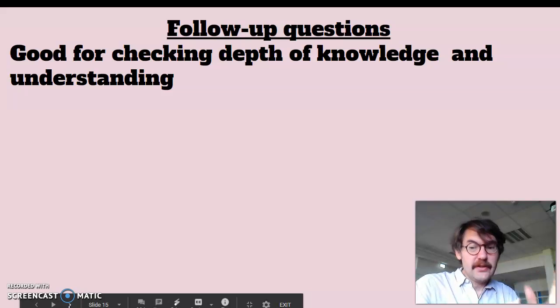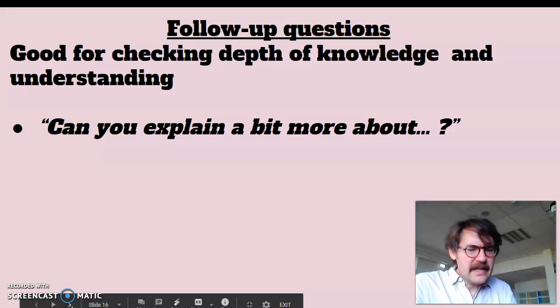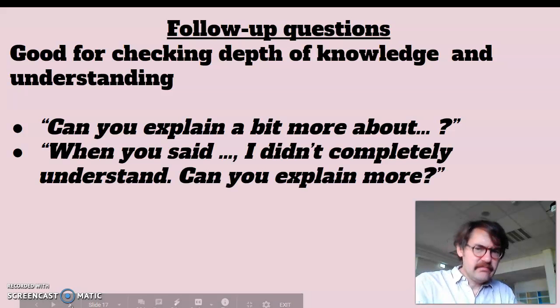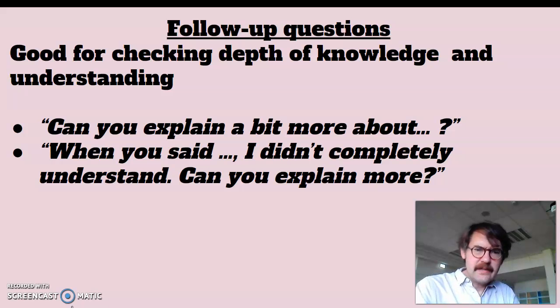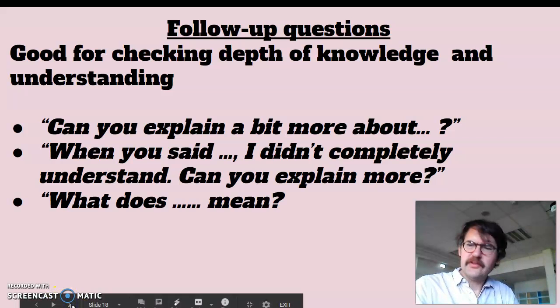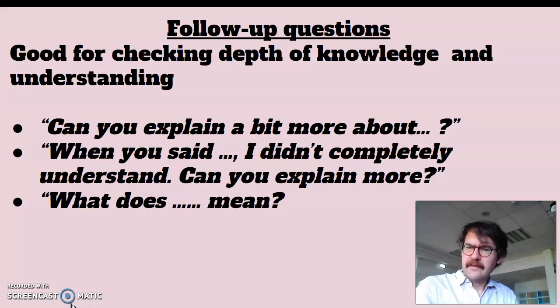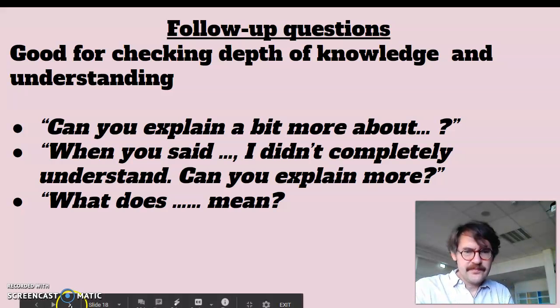Also, even if you've understood it, can you be a bit sneaky? Can you do me a favor? Can you actually ask questions just to test them out? Thank you. So things like, can you explain a bit more about, or when you said, I didn't quite understand what you meant, can you explain a bit more? Or what does this word mean? All those questions just to dig a little bit deeper. That would really help us.